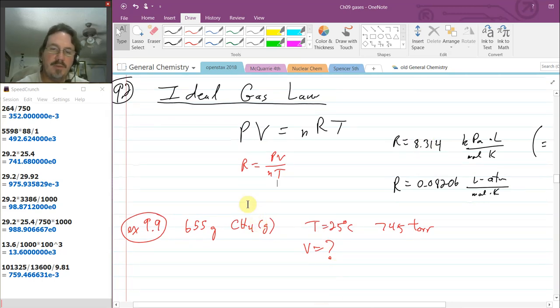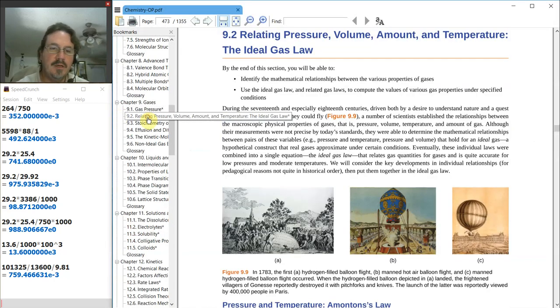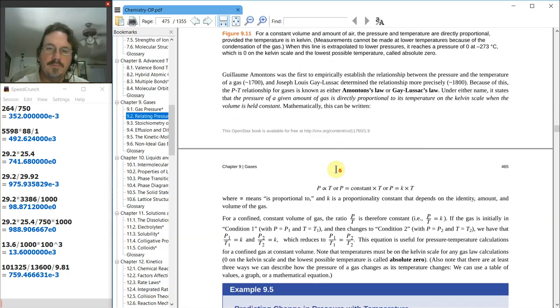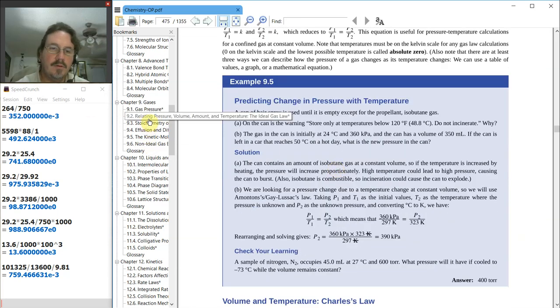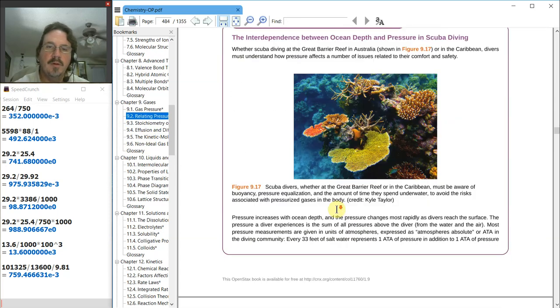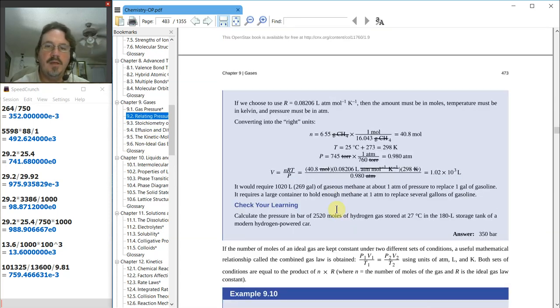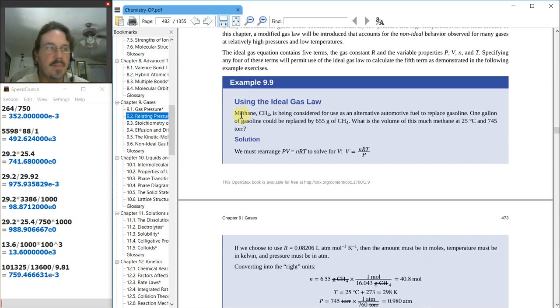All right, so let's do an example here using PV equals nRT. Example 9.9. Let me get to it here. Actually, it's back here. Example 9.10. Ooh, I'm close. There we go. Example 9.9. Methane, CH4, is being considered for use as an alternate automotive fuel to replace gasoline. True enough. All right, 1 gallon of gasoline could be replaced by 655 grams of methane. So that's about how much we need for the same punch, I guess, the same amount of energy.